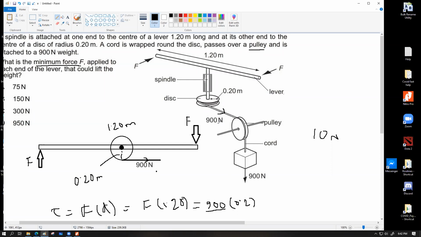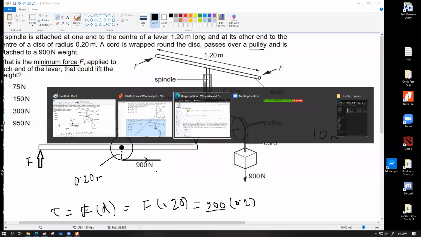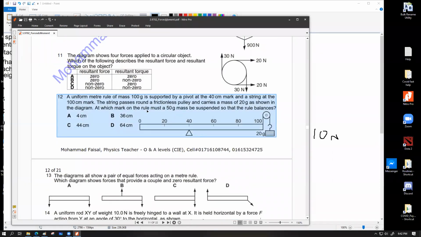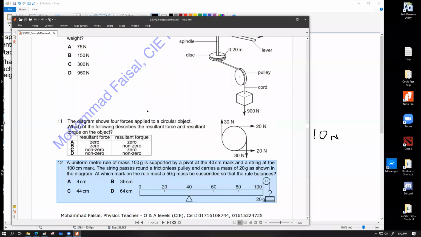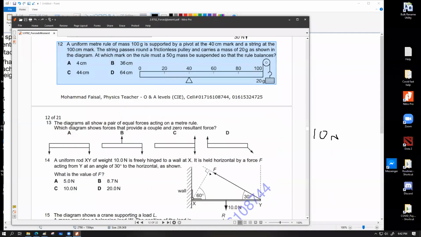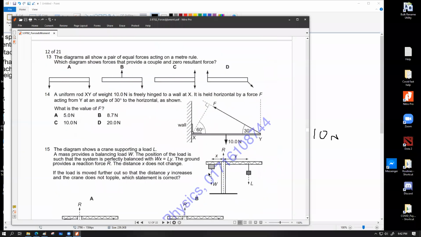Do you understand? Yes, sir. Thank you. Good. Questions, anyone? No, sir. Acha. Anything else from this page? Question 12, any problem? 13? Sir, 14 is a problem.